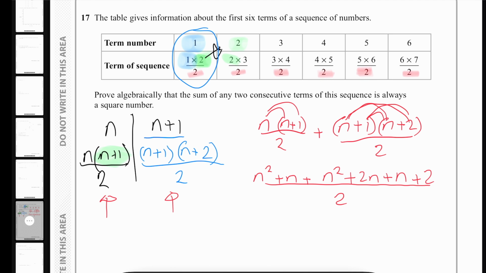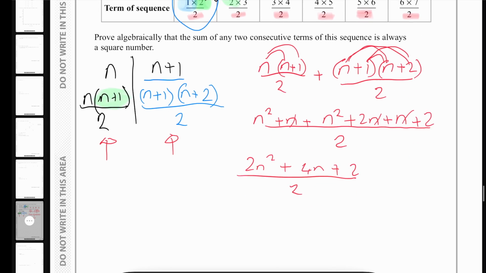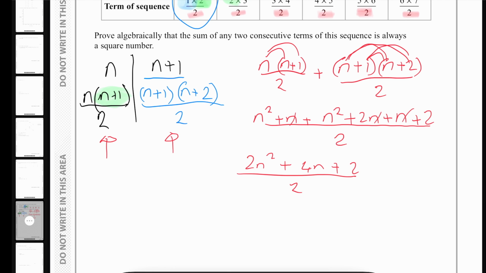Brilliant. So I can bring these together. I can collect my like terms. So that's 2n squared plus 4n plus 2 all over 2. Wonderful. And I can also take out a common factor of 2 so that the 2 divides through all of those. So I'm left with n squared plus 2n plus 1. Whew! Now, the final step.